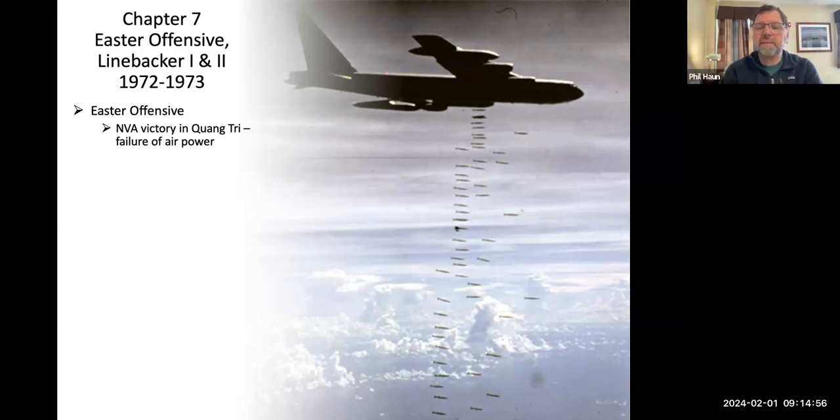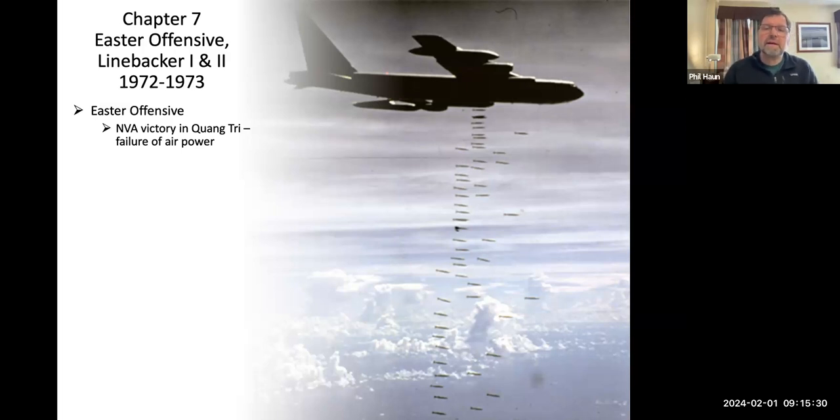Sorties and aircraft come to the aid of the South Vietnamese, and there's really no effective way to control them. Weather plays a major factor here. Here we have a B-52 on an Arc Light mission dropping bombs over North Vietnam. But we also see a significant increase in North Vietnamese air defenses, SA-2 SAMs, such that the B-52s can't operate at Quang Tri. So the North gets a victory.